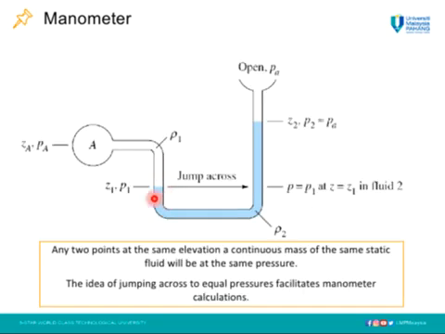To review, any 2 points at the same elevation in a continuous mass of the same static fluid will have the same pressure. For example here, the pressure at P1 equals the pressure in here. This is because it is at the same elevation and it is interconnected by the same fluid. Meanwhile, this pressure here equals the atmospheric pressure plus the pressure due to this fluid, which equals the density of this fluid times gravity times the height of this fluid.